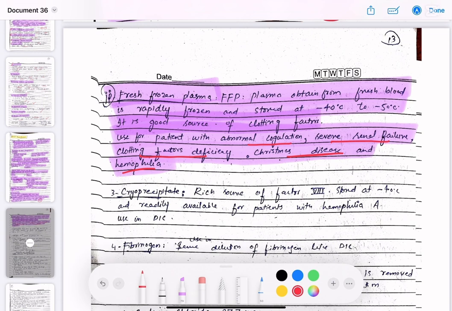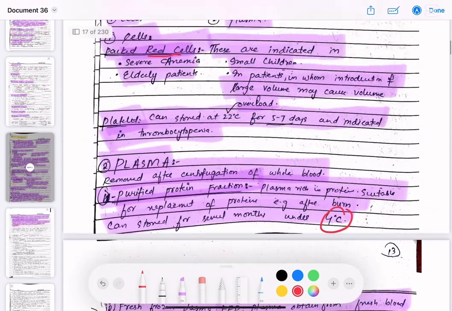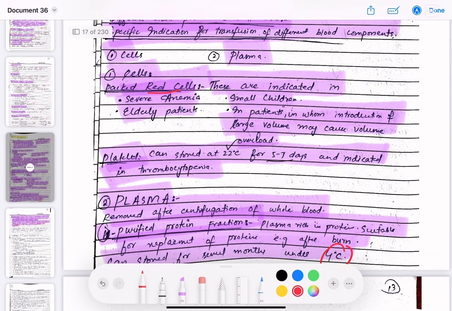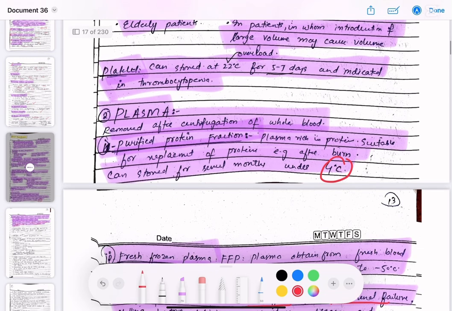So we have studied the blood products. There are cells and plasma. In cells we have packed red cells and platelets, and in plasma we have fresh frozen plasma and purified protein fraction. The purified plasma rich in protein is suitable for replacement of proteins, for example after a burn. It can be stored for several months at 4 degrees C.